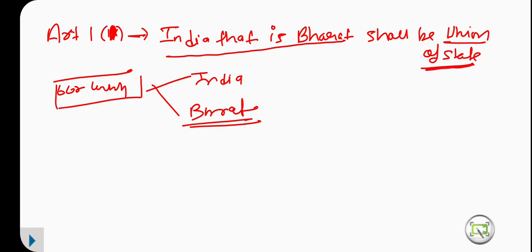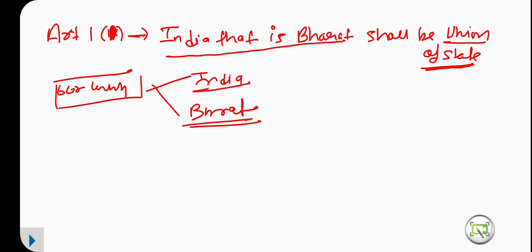So in this Article 1 Clause 1, we have to study two things. First, India that is Bharat, and second, Union of States. According to Article 1 Clause 1, it says that our country has only and only two names. What are these names? India and Bharat. So simply we can say that according to our Constitution, our country has only the two names, that is India and Bharat.